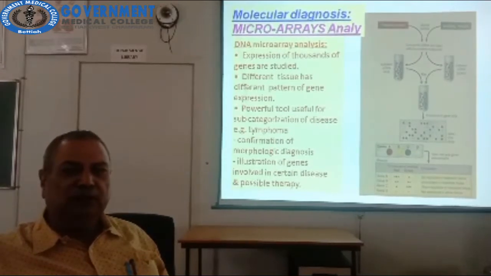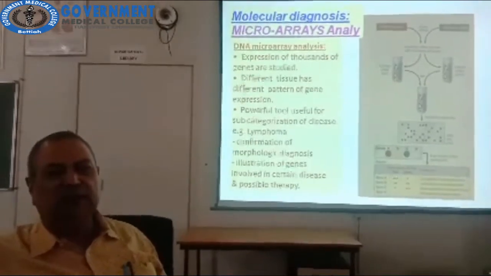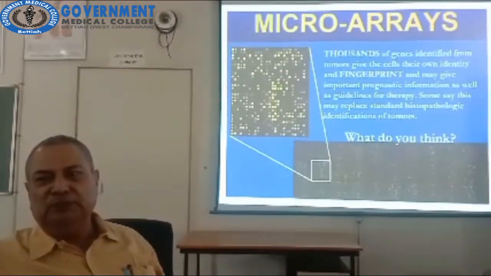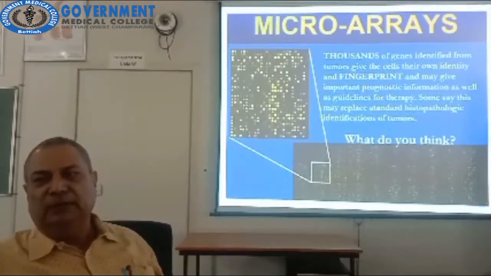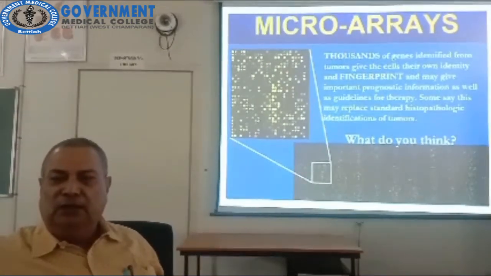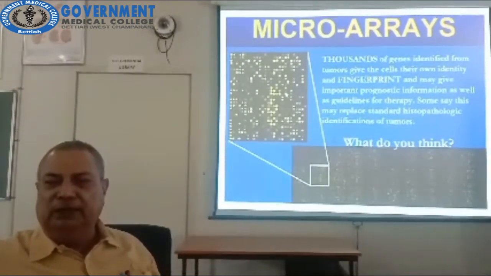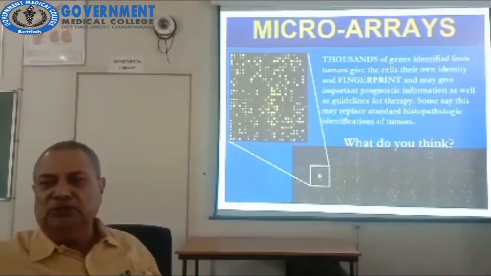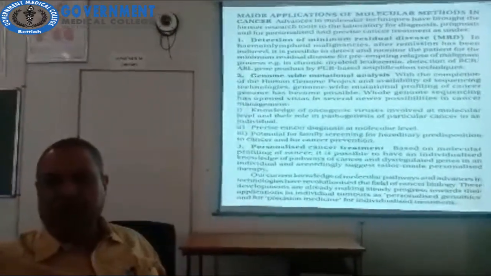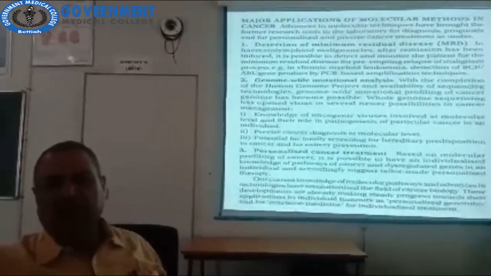Different tissue has different pattern of gene expression. It is a powerful tool useful for subcategorization of the disease like lymphoma, confirmation and morphologic diagnosis. Then thousands of genes identified from the tumors give the cells their own identity and fingerprint. So several thousands of genes are analyzed using a silicon chip. Then major applications of molecular methods are detection of minimal residual disease, genome-wide mutational analysis, and personalized cancer treatment.